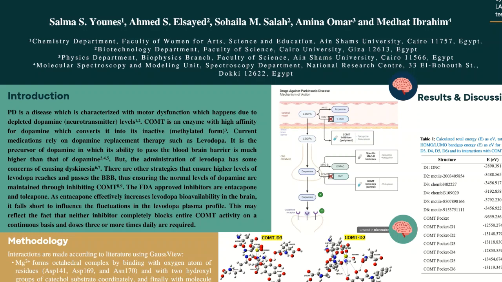There are 2 FDA-approved inhibitors for COMT, but they fall short in influencing the fluctuations in the levodopa plasma profile, and one of them does not penetrate the blood-brain barrier. Here we are suggesting 5 new drugs through QSAR analysis that penetrate the blood-brain barrier, and comparing them with a widely known inhibitor called 3,5-dinitrocatechol, or DNC.